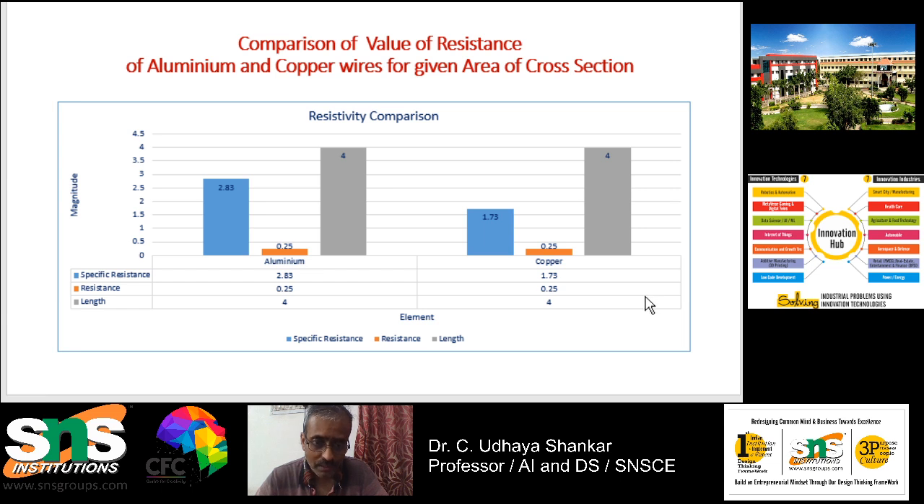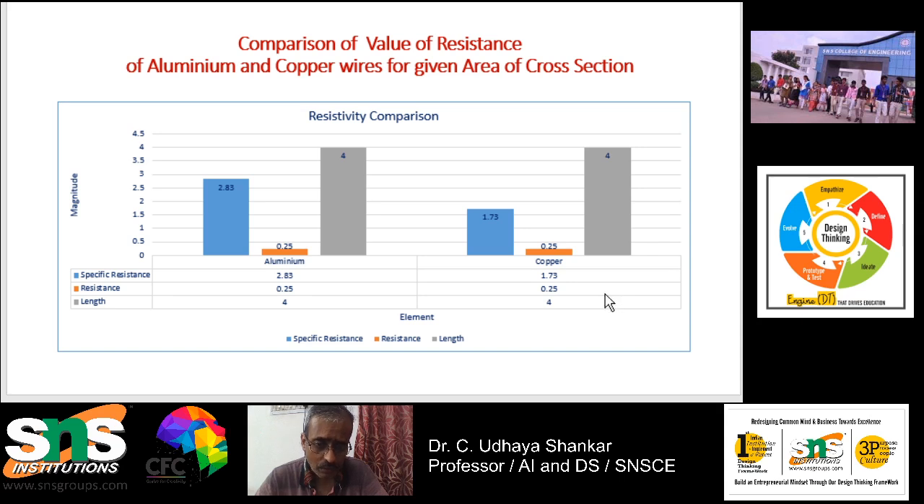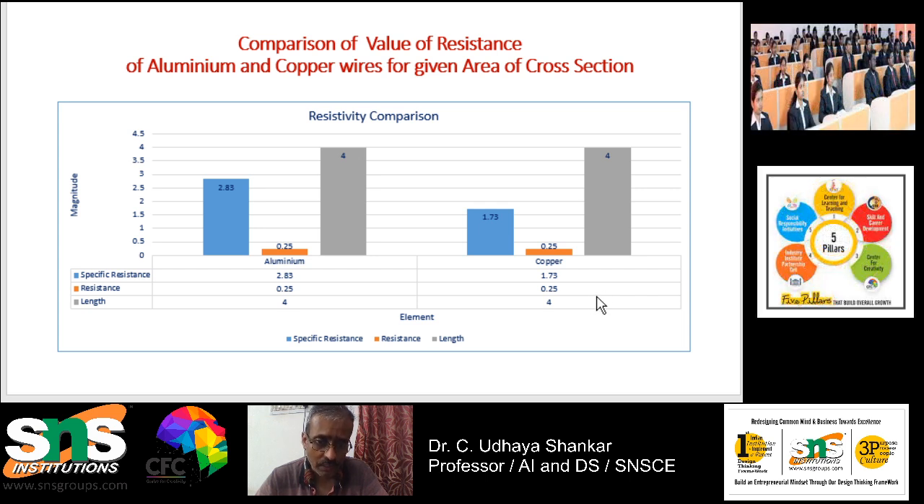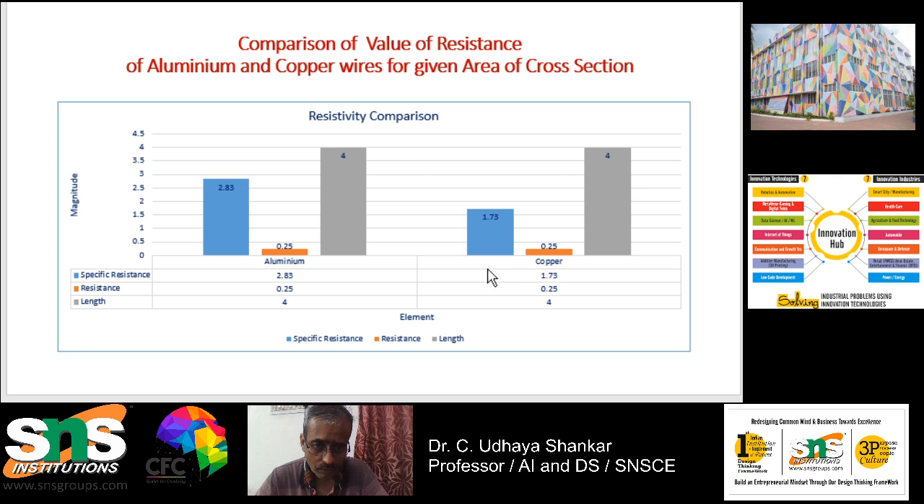So the specific resistance is the very important parameter which is going to decide the area of the particular wire which we are going to design for the given resistance that has to be imposed. So from this graph you can see that the length is common, that is 400 meters. Here I have taken it as 4 in order to view it very clearly. And similarly the specific resistance, you can see that for aluminum it is 2.83 and for copper it is 1.73.